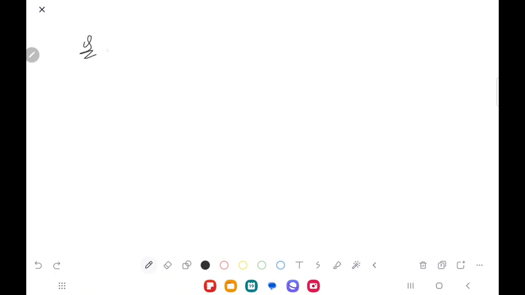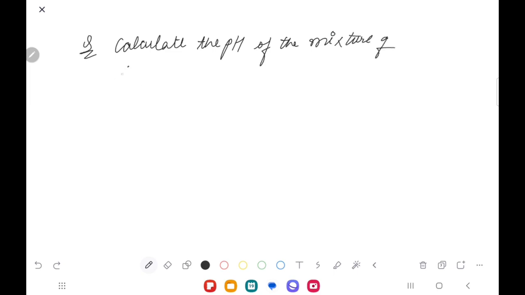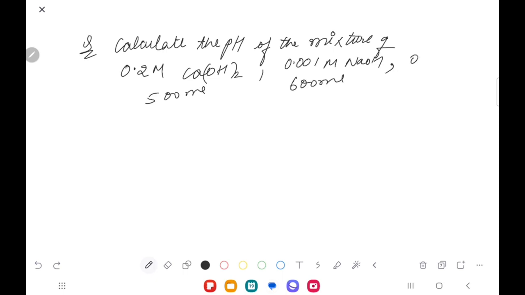Now, similarly, solve another question. If I calculate the pH of the mixture of 0.2 molar Ca(OH)2, 500 ml, 0.001 molar NaOH, 600 ml, 0.2 molar Al(OH)3, 900 ml, and 0.2 molar shall be 0.02 molar. This.